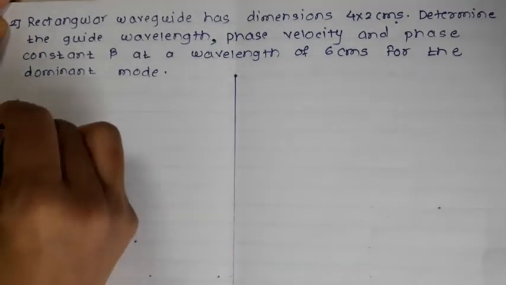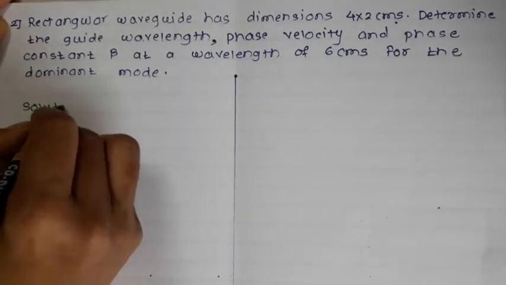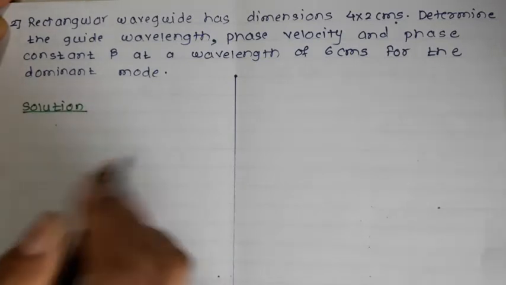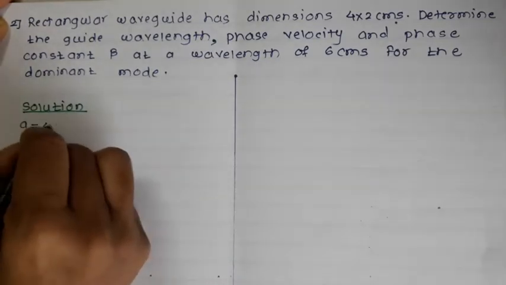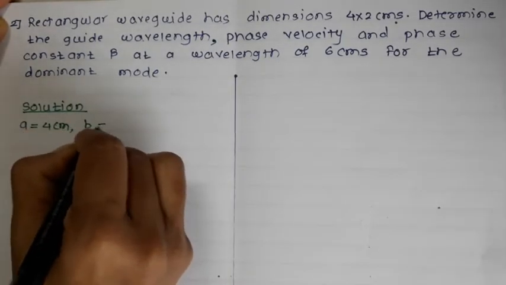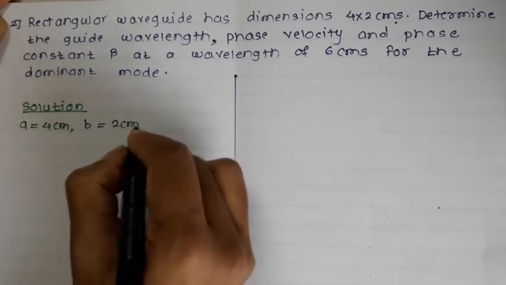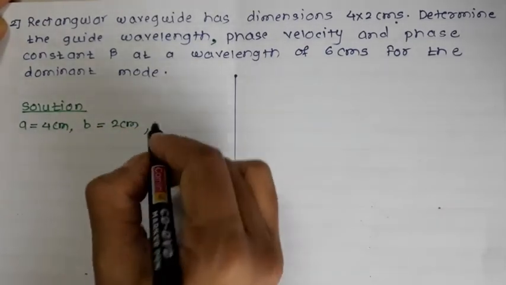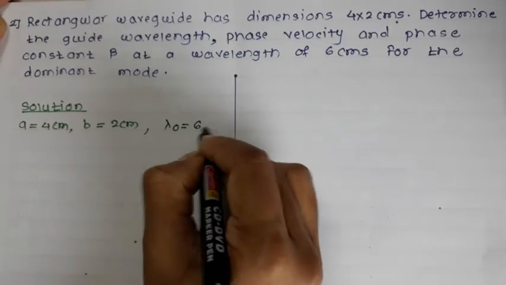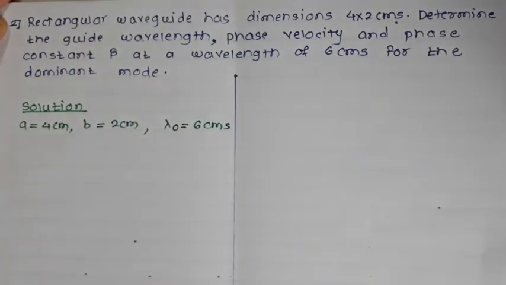Whenever we are going for the solution, we'll write what is given to us. So here A is given, that is 4 centimeter. We can say B is given, that is 2 centimeter, and they have given the wavelength, that is lambda 0 is equal to 6 centimeters. So let us solve this particular problem, and what is asked to calculate, that we will write.